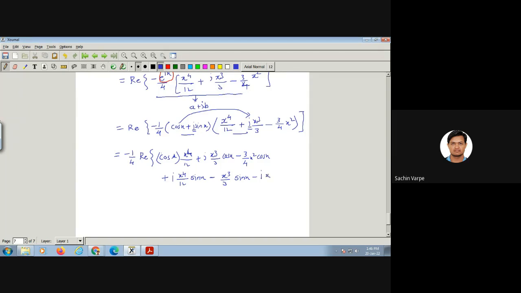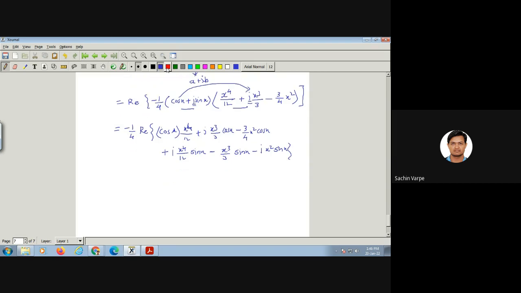माइनस I x square sin x. ठीक है, तो अभी पूरा मल्टीप्लीकेशन हो गया, अभी सिर्फ उसके रियल एंड इमेजिनरी पार्ट सेपरेट लिखते हैं। सो दैट इज इक्वल टू -1/4 रियल पार्ट ऑफ, इसका रियल पार्ट मैं पहले लिखता हूं, रियल पार्ट मतलब जिसमें I नहीं है, वो। सो x raised to 4/12 cos x, then -3/4 x square cos x, then माइनस x cube by 3 sin x. ठीक है, प्लस I टाइम्स क्या होगा, x cube by 3 cos x प्लस x raised to 4/12 sin x एंड माइनस x square sin x.